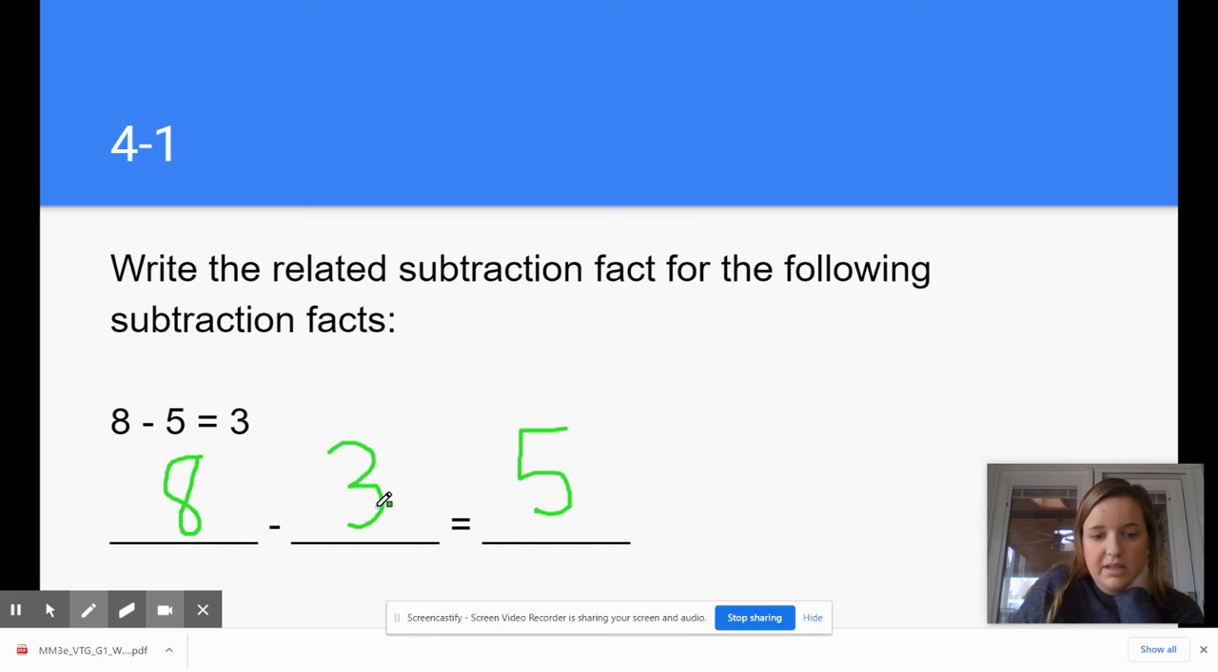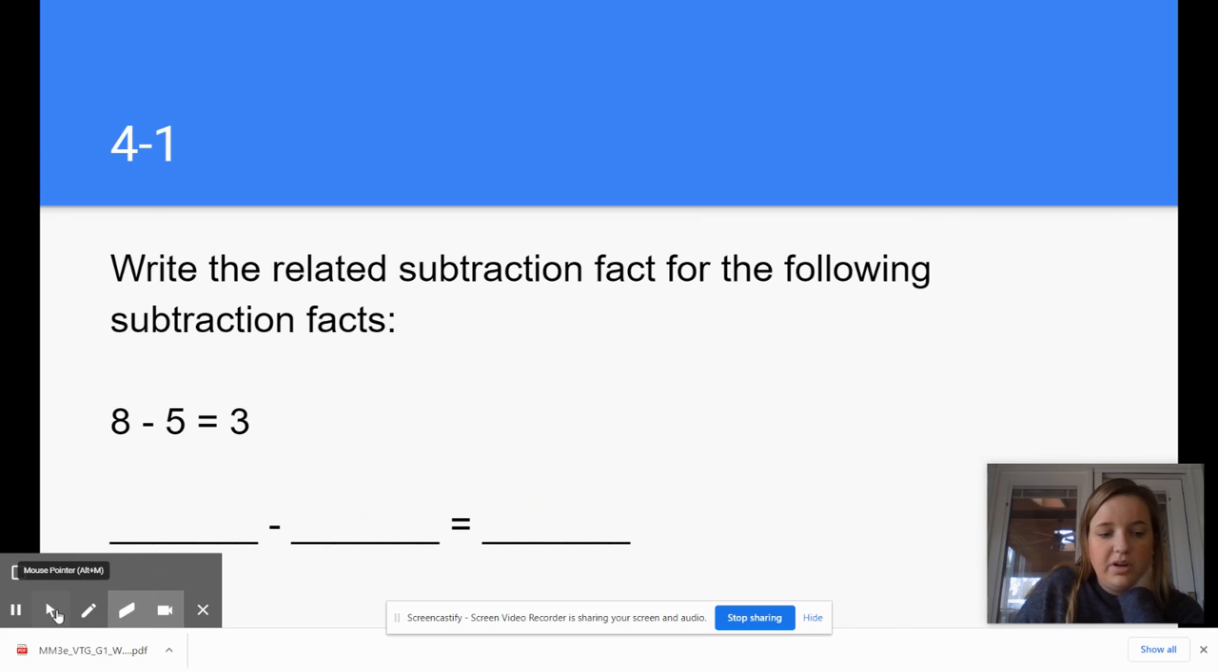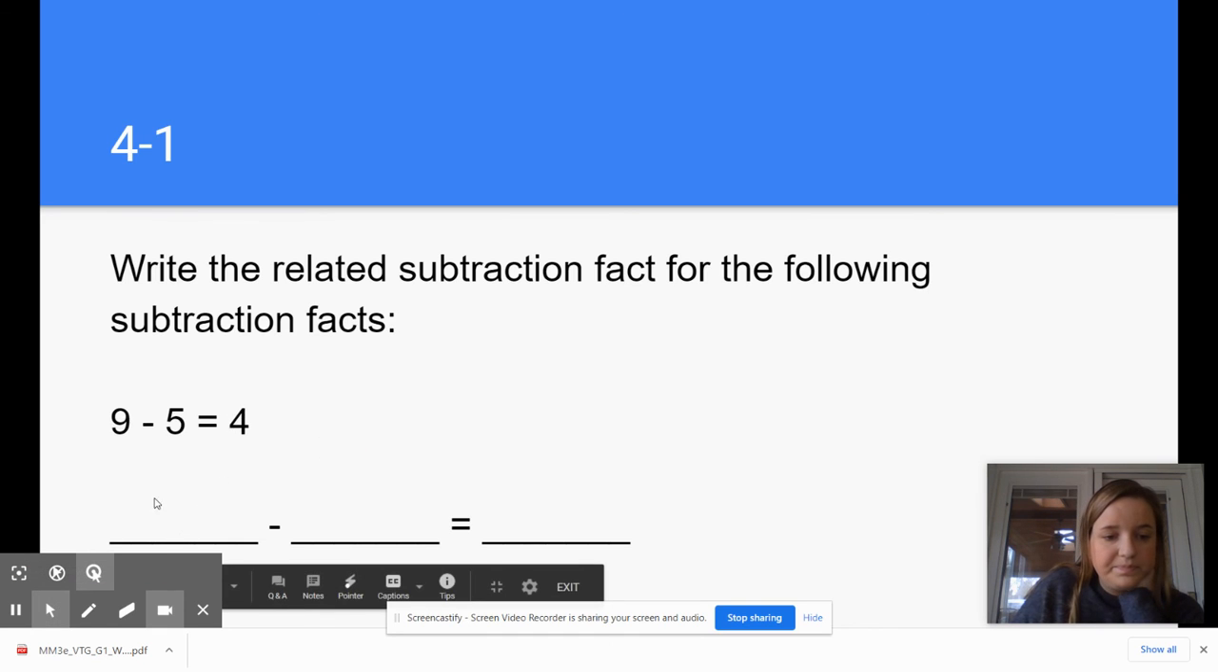8 minus 3 equals 5. So you see, I didn't get any new numbers. I have the same numbers. First number stays. Next two numbers, you flip-flop. That's all we're trying to practice. So let's do one more, and then we'll work on this in our Google Meet, and then we'll also practice in our workbook today. So one more.